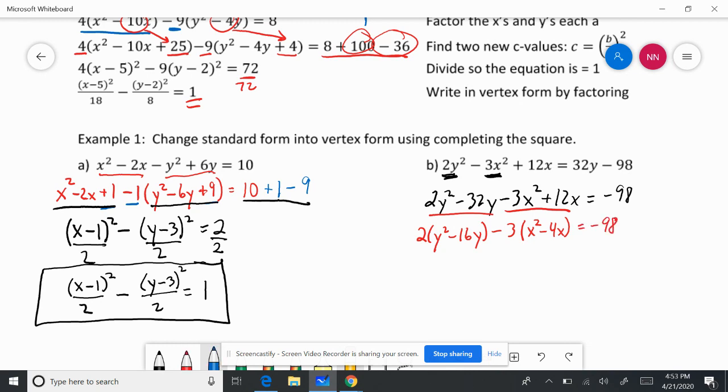Now what we're going to do is complete the square. So I'm going to take the negative 16, I'm going to divide it by 2 and square it. So I have y squared minus 16y. When I divide it by 2, I get negative 8 squared is 64. Then I'm going to take the negative 4, divide it by 2 is negative 2 squared is 4. And that's equal to negative 98. 2 times 64 is 128. And then I have minus 12. So when I add these up, what I get is 18.